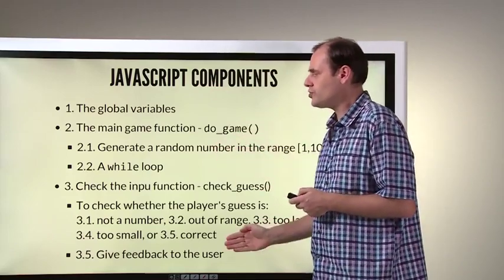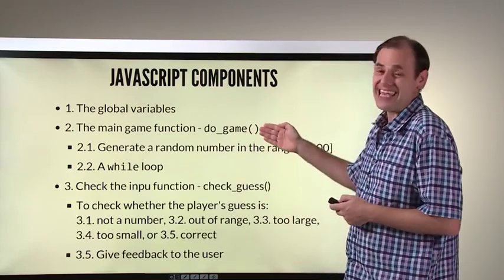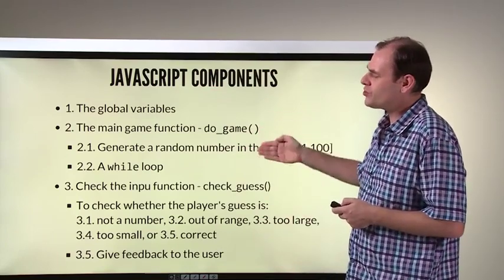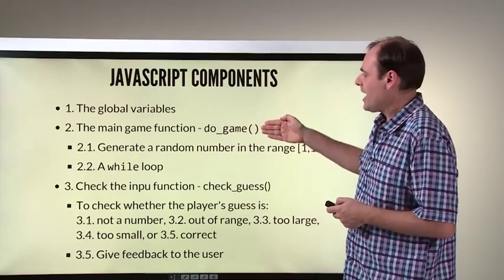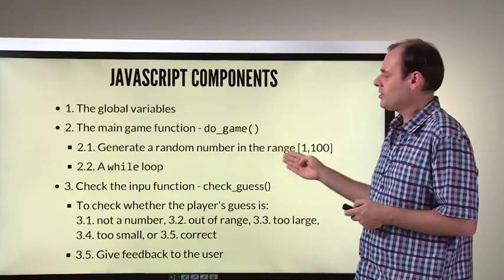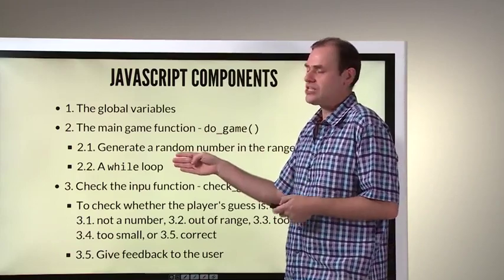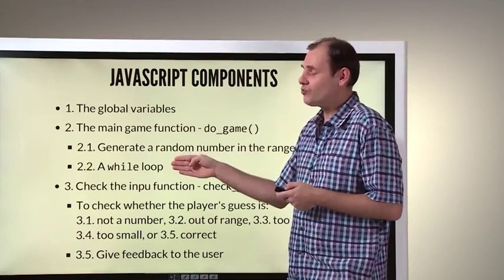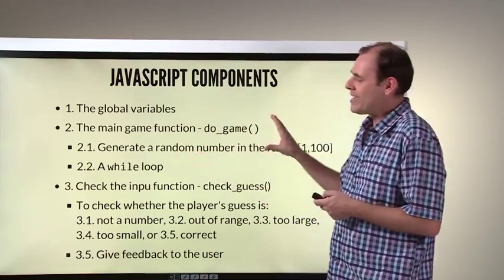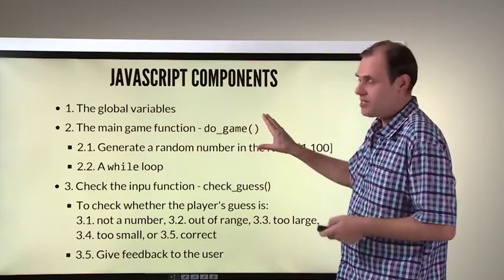These two functions work together to play the game. So this is the first function, doGame. What does it do? It generates a random number in a particular range, and then has a while loop which repeats until the player gets the right answer, okay? So that's the main game function. We'll see it in a minute.